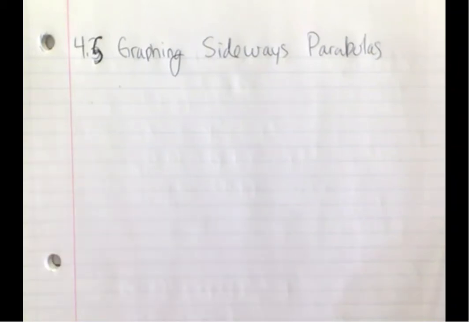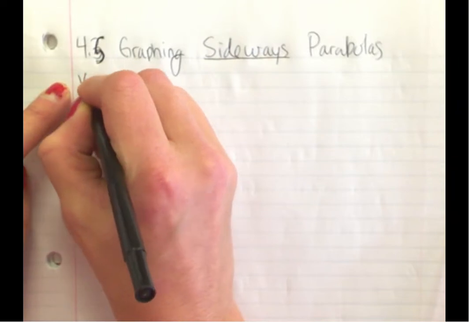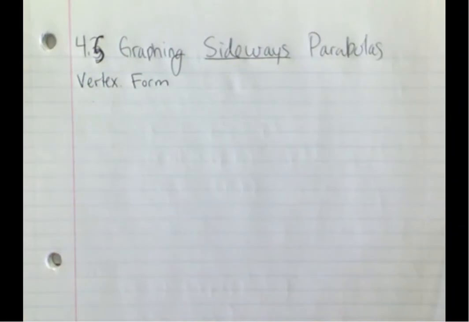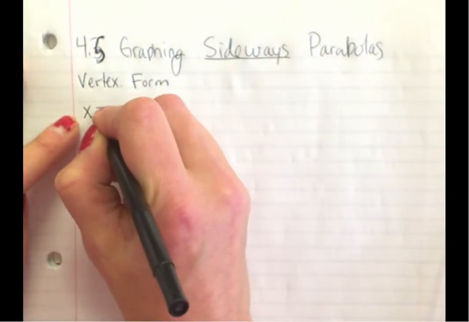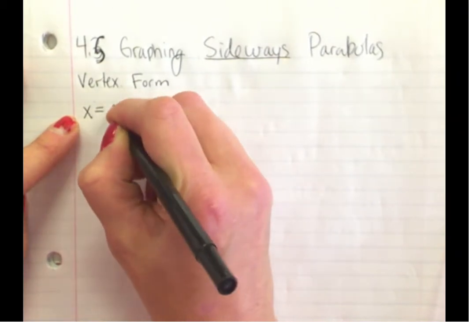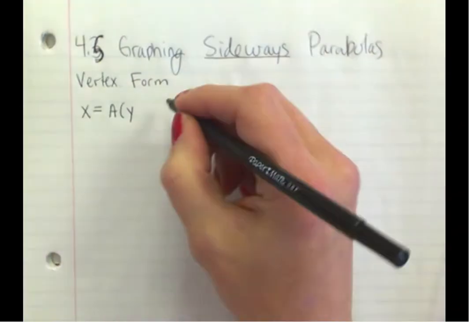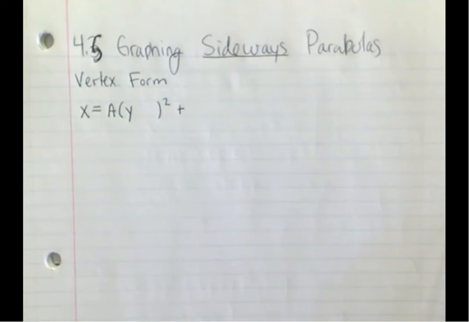Okay, here we go. Sideways parabolas. We're going to start with vertex form. Okay. X equals... leaving a little blank on purpose. You'll see why.